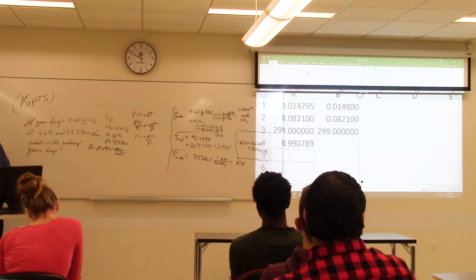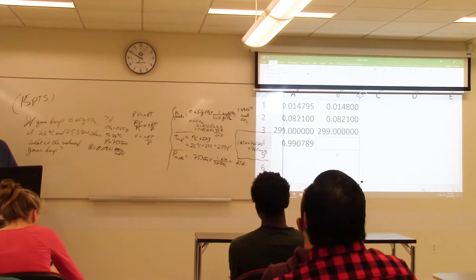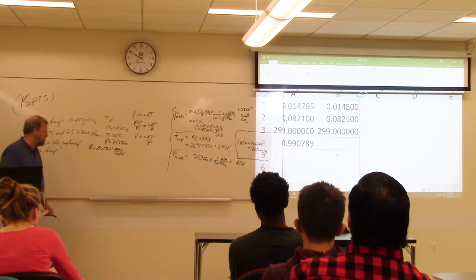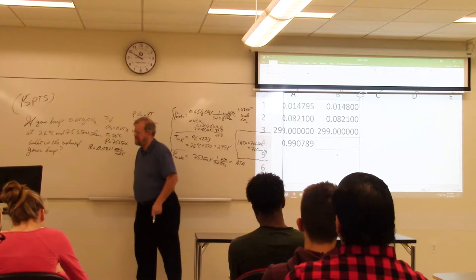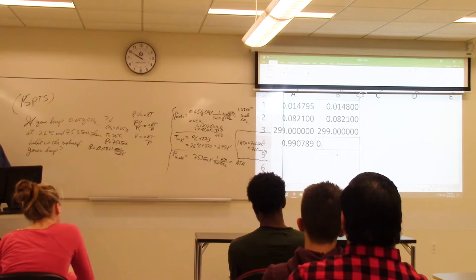And I'll get this number, and I'm rounding off at each step. You can wait until the end, and we'll see what difference there is, if any. And if I round that off to three significant figures, why? Three, exact number, exact number. So we'll round it off to 0.991.